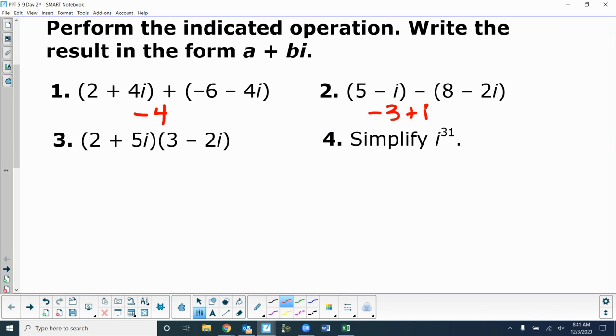All right, how do we do 3? Olivia Carr, how do you do it? Okay, so we got what? I got 6 minus 4i plus 6i minus 10i squared, right? So what happens with that 10i squared? Yeah, that makes it plus 10.